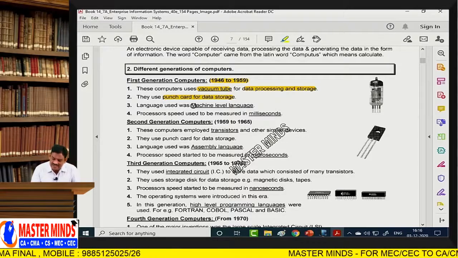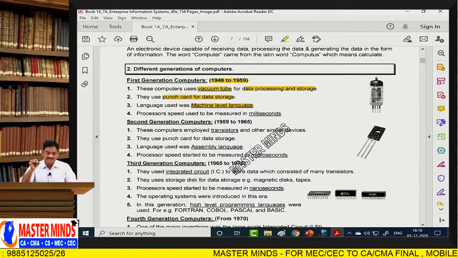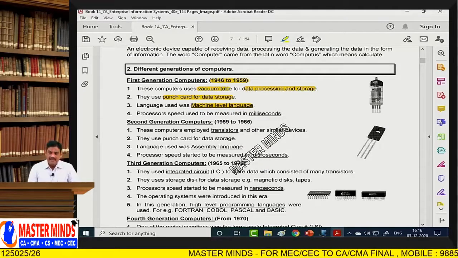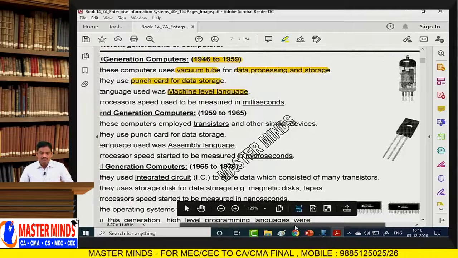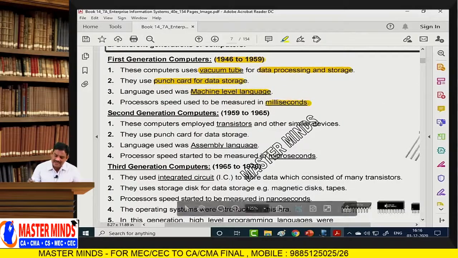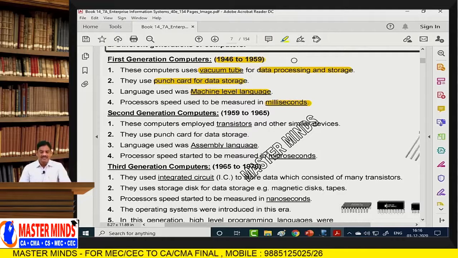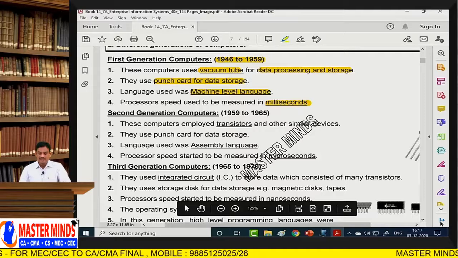The language used with this generation is machine language. What is machine language? In the form of zeros and ones. Speed can be measured in terms of milliseconds. Processor speed can be measured in terms of milliseconds.